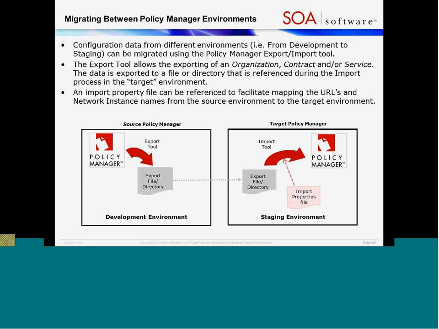In the target environment, your services and network directors may be named differently. At one point, the service URLs could be on different servers. They aren't the same. So to make the mapping, you don't have to go through and change every single physical service to point to the new location. You can activate the import property file, and the tool will read this property file and map the source URLs or network director names to the director names and URLs that you'll be using in the target environment.